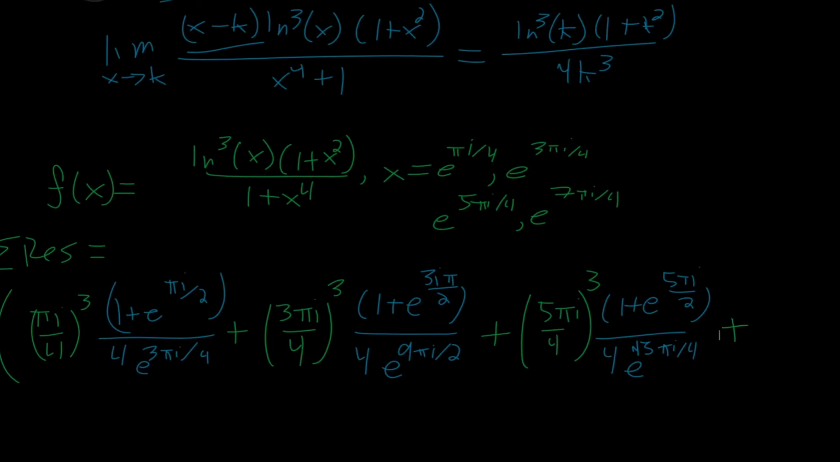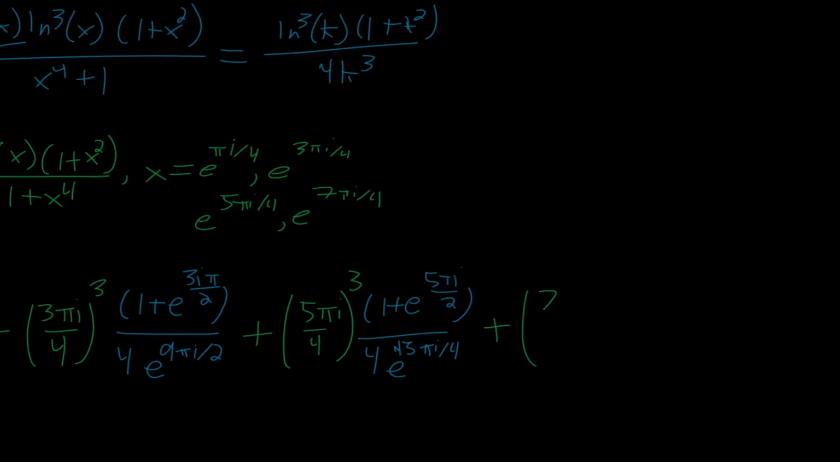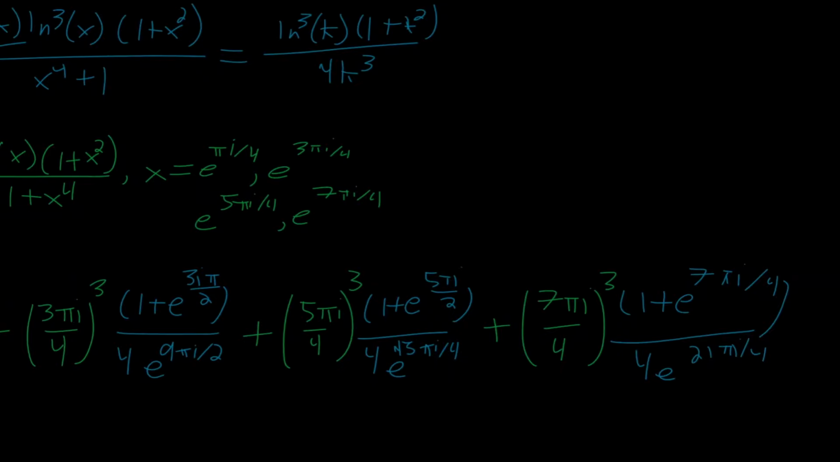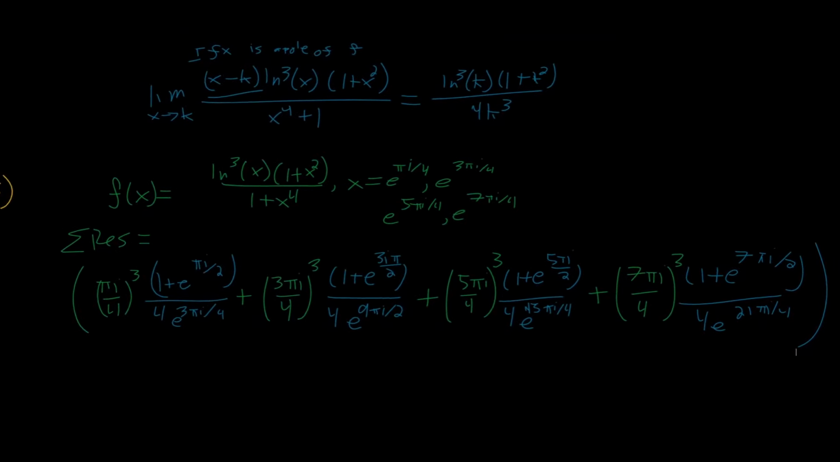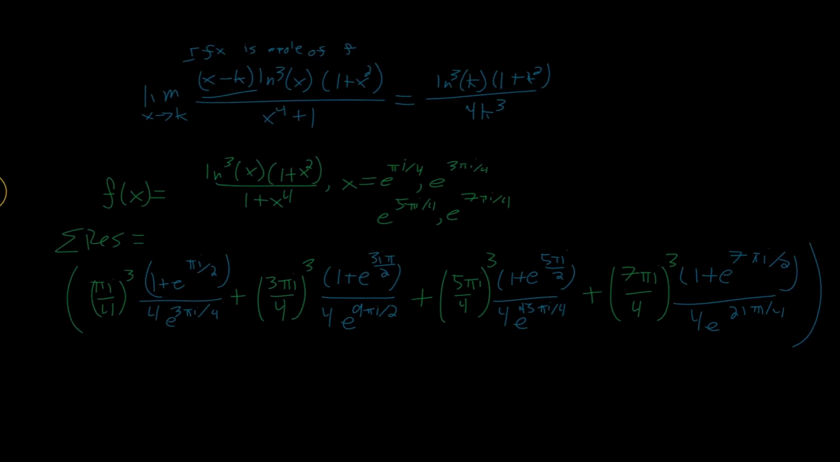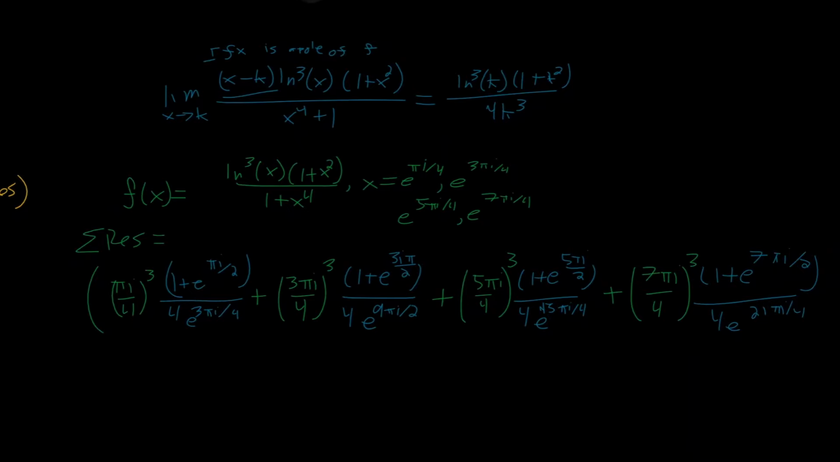plus 7 pi i over 4 all cubed, and then times 1 plus e to the 7 pi i over 4 divided by 4 e to the 21 pi i over 4. Or pardon me, that should be a 2. Whoopsies. Okay. Oh no, the parentheses don't match color. Okay. And that right there is the sum of our residues.